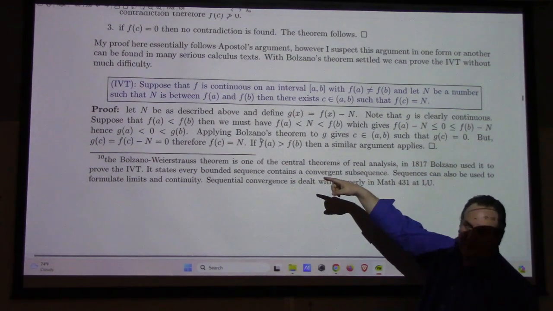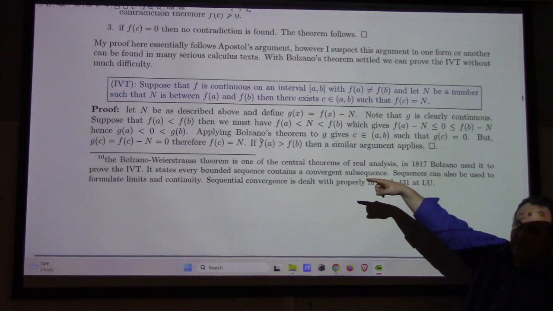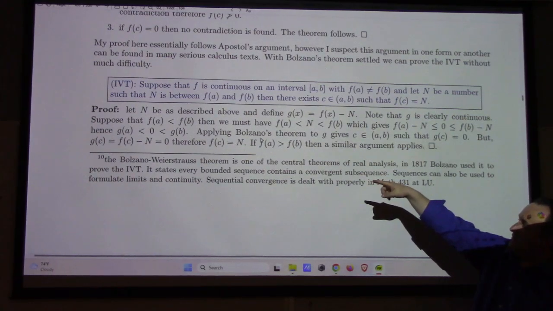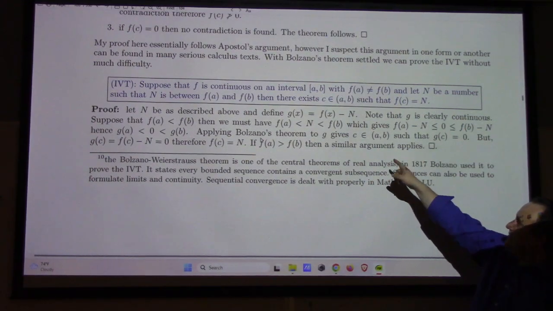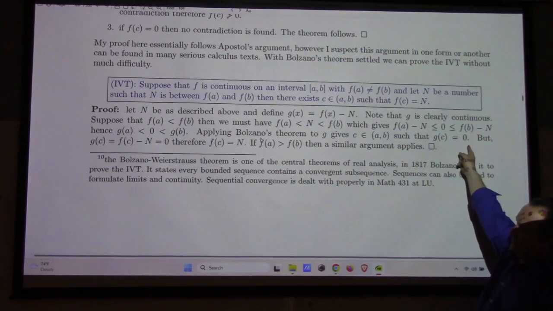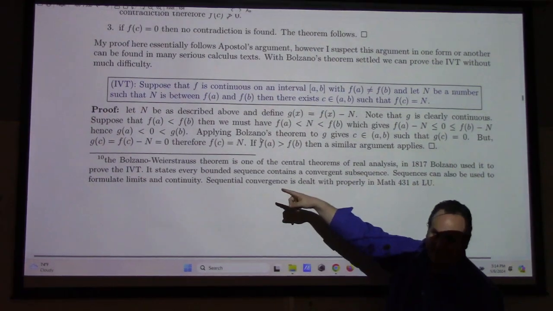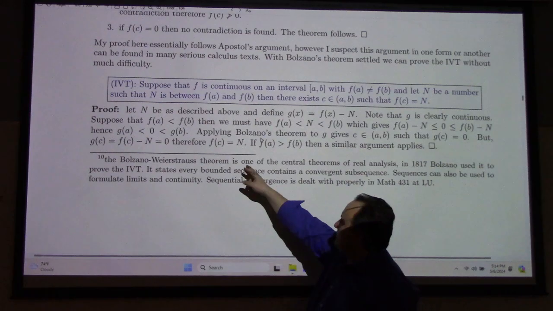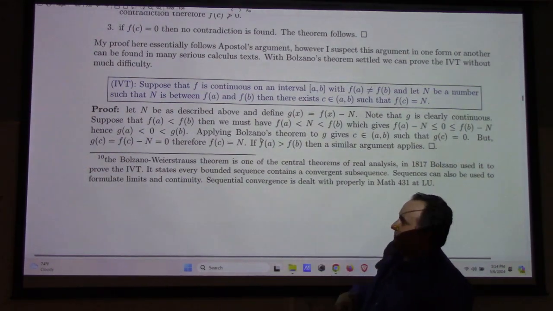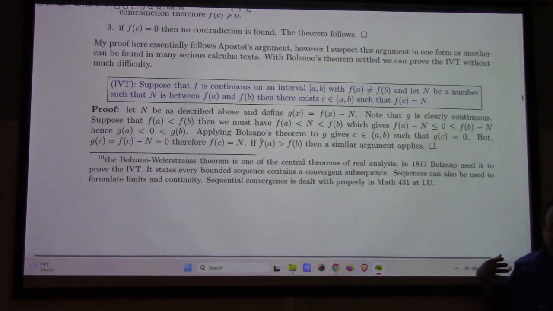g of a and g of b are above and below 0, or the other way around. So if we apply Bolzano's theorem to g, we get c such that g of c is equal to 0, but that means that g of c, which is f of c minus n, is equal to 0, which is to say that f of c is equal to n. So, yay! And the proof of the other direction is similar.